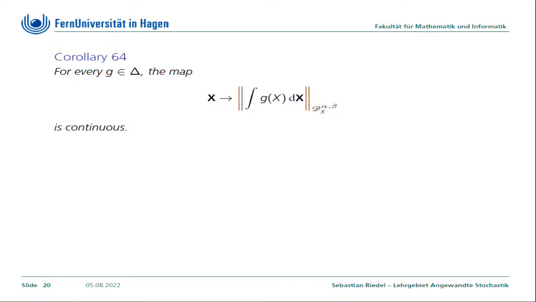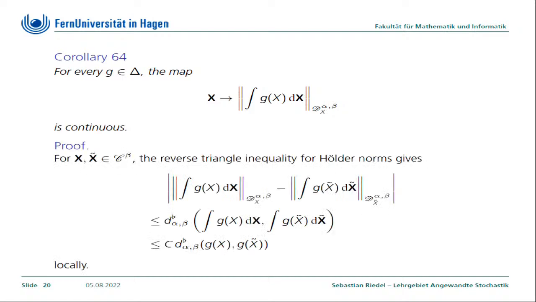Okay, and now we can come back to the initial question. So we still have to settle the continuity of this map here for a fixed G in our set delta, to be able to really conclude that this operator norm is a measurable function. It's a random variable. So why is this continuous?